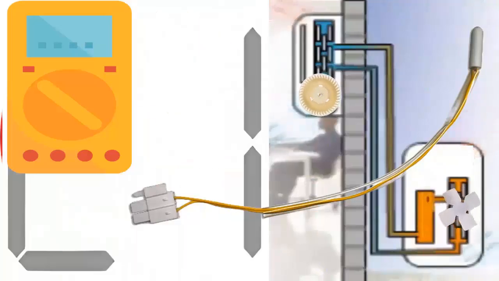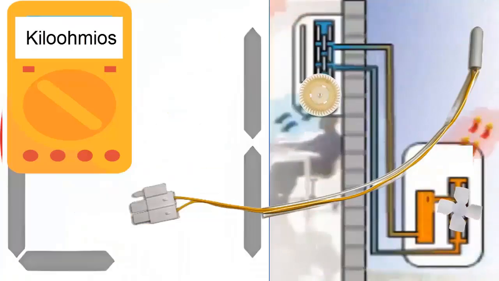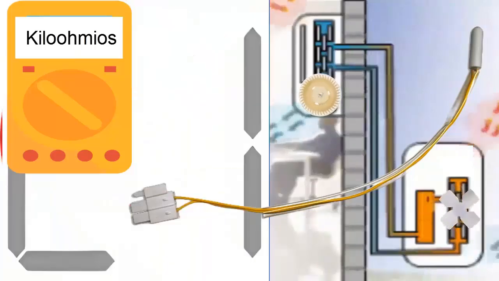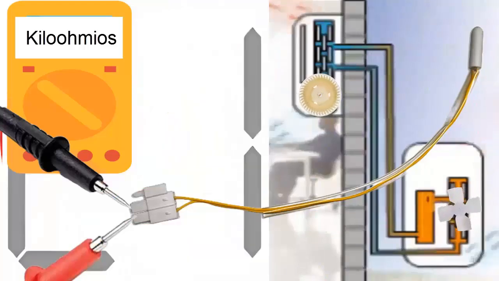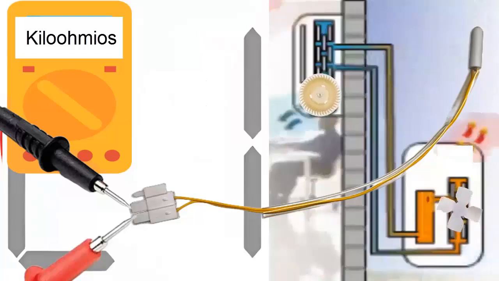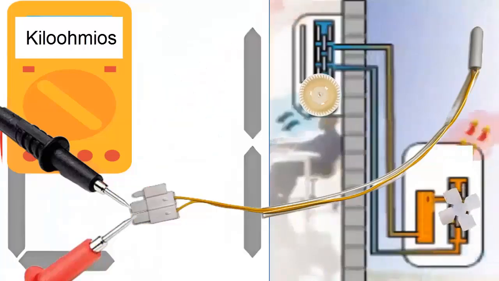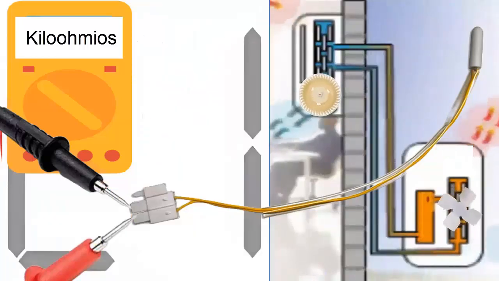6. Set the multimeter to the kilo scale. Place the multimeter tips on the connection pins of the temperature sensor to measure its resistance. The value indicated by the multimeter should never be 0 or infinite. In that case, change the temperature sensor.